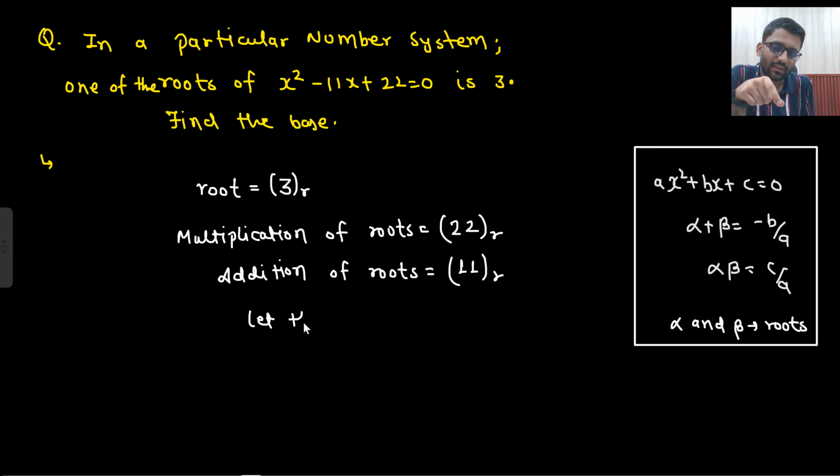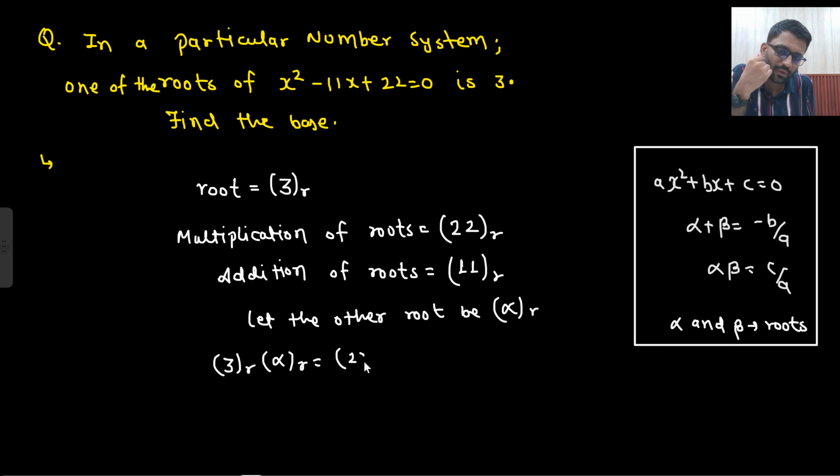Now one of the roots is 3 in base r. Let the other root be alpha in base r. So what can I write? 3r into alpha r is equal to 22r. I will not perform any calculation now. First my target will be to convert it into decimal. So 3r in decimal is 3 into r to the power 0, that would be 3 only.